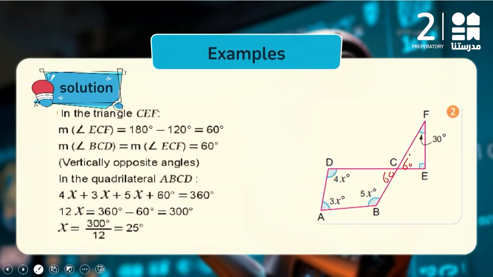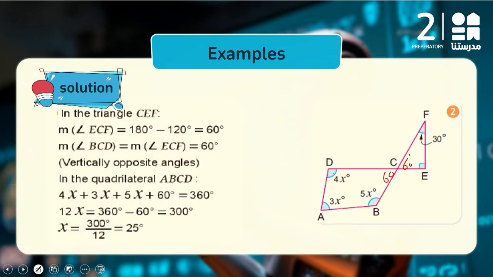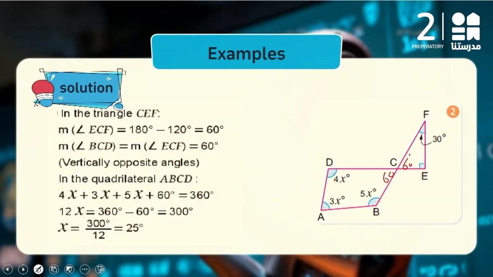So we have 12x equals 300 degrees. How can we find x? We can find x by dividing both sides by 12. 12x divided by 12 equals x, and 300 degrees divided by 12 equals 25 degrees. So we have x equals 25 degrees.